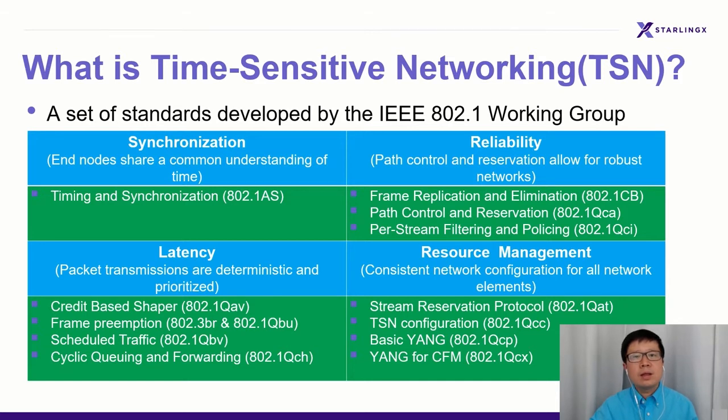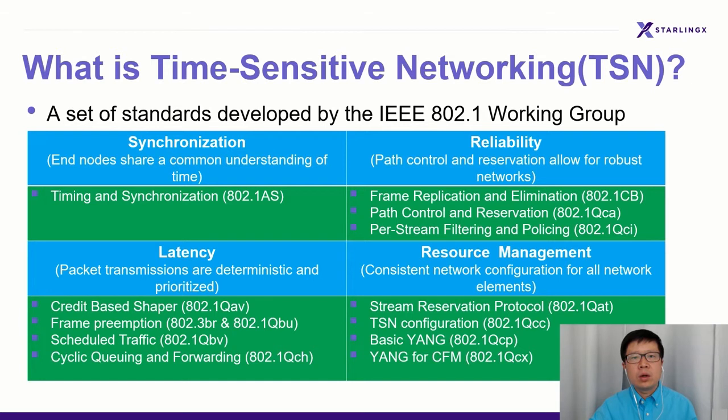The TSN standards were designed for four aspects, respectively, synchronization, latency, reliability, and resource management. Synchronization means all nodes in a TSN network should share a common understanding of time. Then the behavior of the nodes could be coordinated and scheduled on the same time basis.